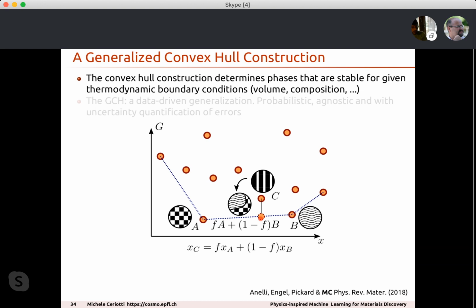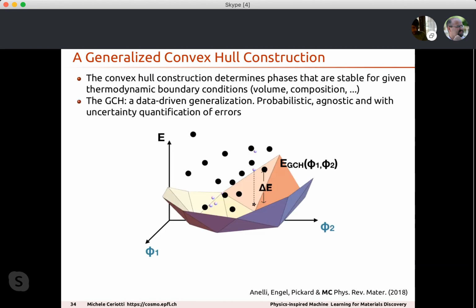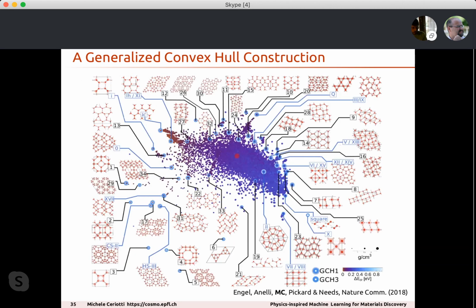So the idea that we had was to generalize this construction, and rather than using the composition or the density as the axis of the convex hull, we use kernel principal component directions, which are then good to couple to different possible thermodynamic fields. For instance, we apply this to an ab initio random structure search of the phase diagram of water, in collaboration with Chris Pickard and Czernitz, as well as my collaborators Edgar Engel and Andrea Anelli.